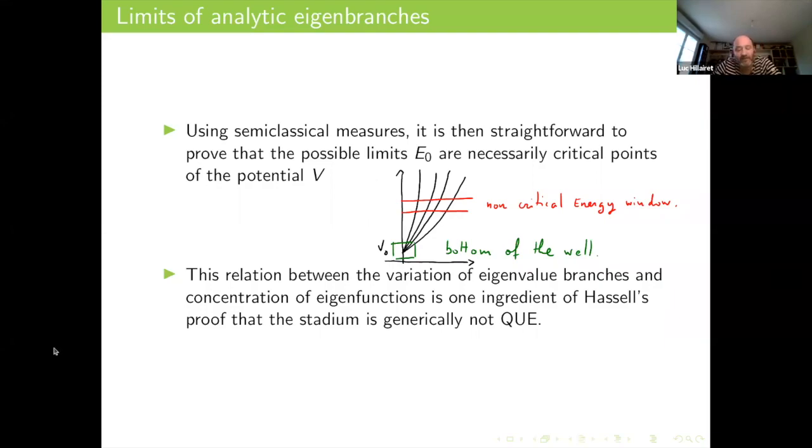So, the situation is like this. I've drawn the spectrum of my Schrödinger operator, and I've drawn the eigenbranches. So the eigenbranches go down to the minimum of the potential, if I imagine that I only have one minimum, and the usual semi-classical question studies what happens in a non-critical energy window. And in this non-critical energy window, what happens is that you have all these branches that cross with a very steep slope.